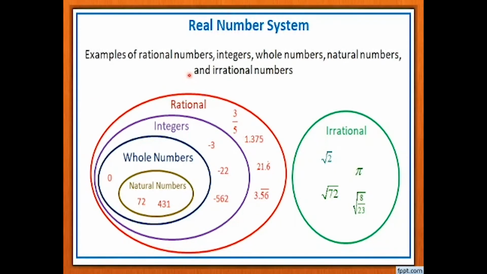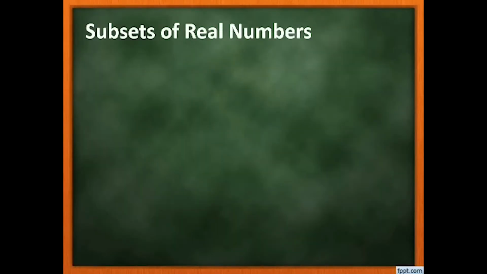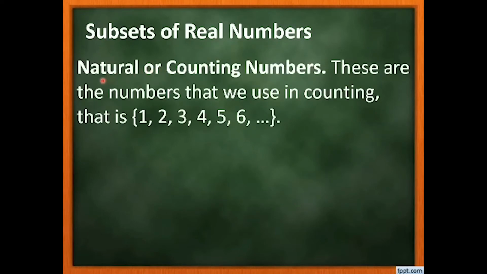So ito naman po yung Venn diagram for the real number system. Ayan, merong given or merong examples for the following kinds of numbers. So you have irrational, separate siya. Then you have the rational, the integers, the whole numbers. The natural numbers, or again, other term for natural numbers is the counting number.